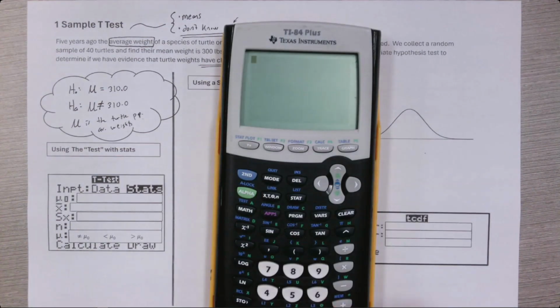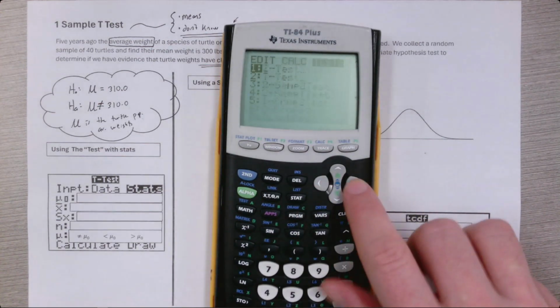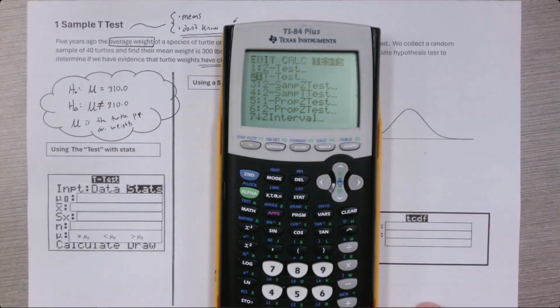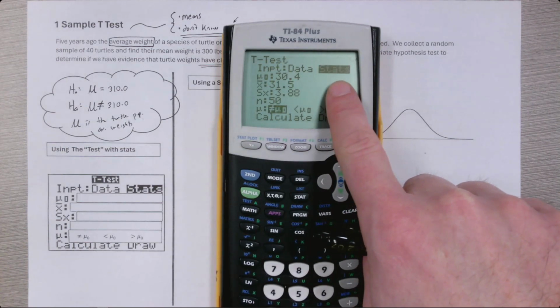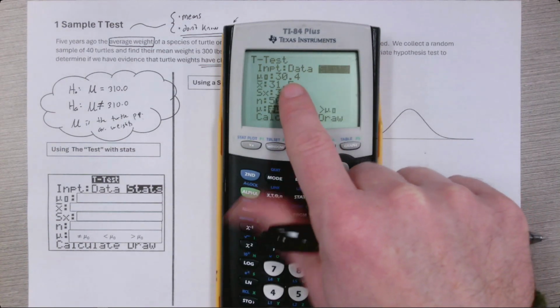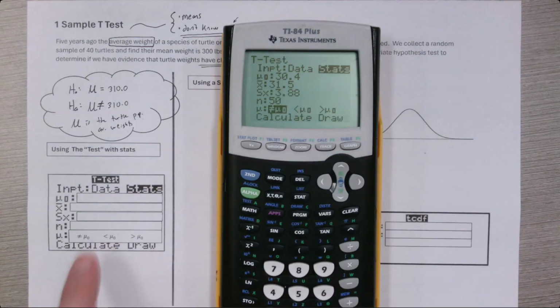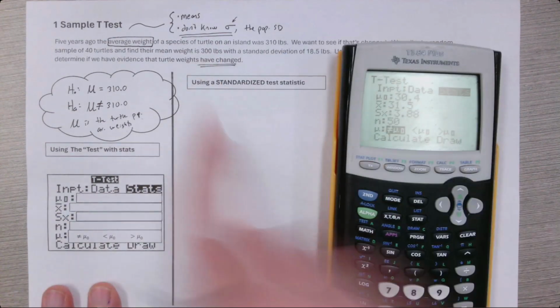Here's a calculator. We'll hit the stat key and go over to tests, and then go down one to t-test. And we're going to perform a t-test based on statistics rather than individual measurements in our data. So what I mean by statistics is we know what our x-bar is. X-bar is just the sample mean, and the sample mean is 300 pounds.